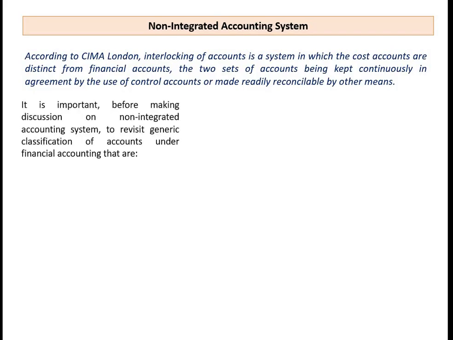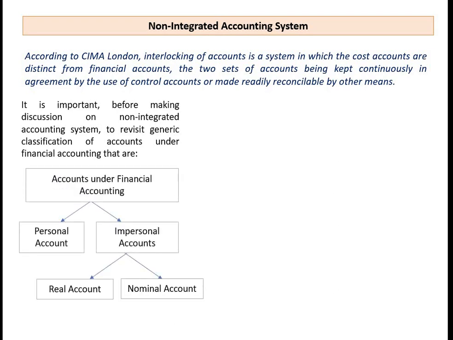It is important, before discussing the non-integrated accounting system, to revisit the generic classification of accounts under the financial accounting system. We all know that there are three types of accounts: personal account, real account, and nominal account. Real account and nominal account are also called impersonal accounts. So there are two classifications, personal and impersonal. Impersonal includes two further types, that is real account and nominal account. And we all know what personal account, real account and nominal account are.